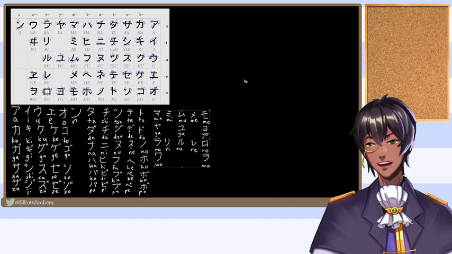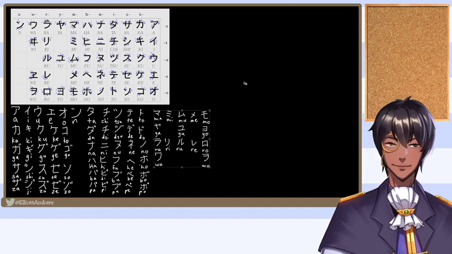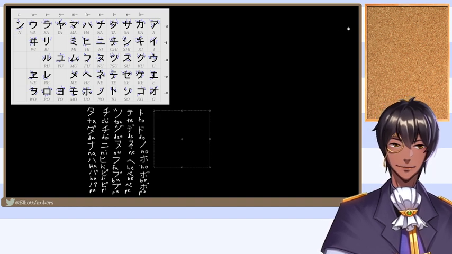So those are our katakana characters. We wrote all the characters. I hope you guys at home also wrote it down. And let's take a look now. I want to talk about kanji a little bit.